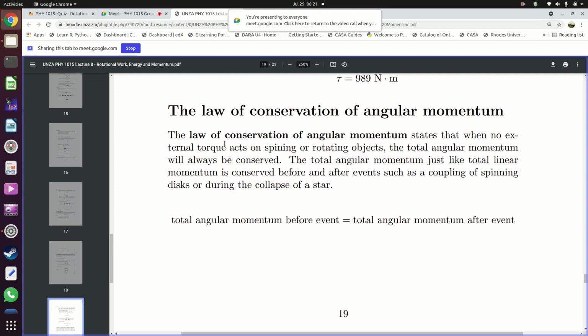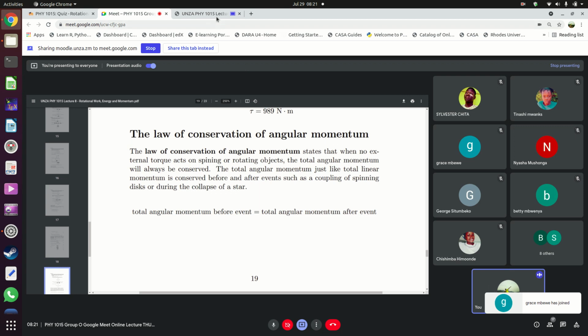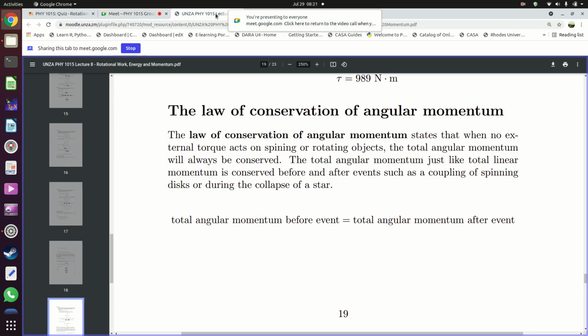For conservation to happen, it means that when you work out the angular momentum, and you have seen how to work out the angular momentum, capital L is equal to the product of the moment of inertia I multiplied by the angular velocity. So when you work out the total angular momentum before an event happens, and you also work out the angular momentum after an event happens, then that angular momentum must be the same. That's what conservation of angular momentum entails here. Total angular momentum before event is equal to total angular momentum after event.